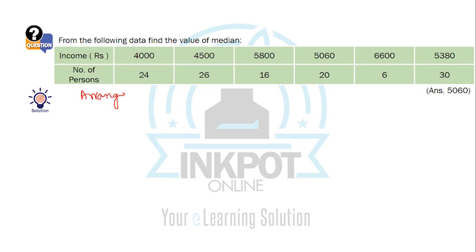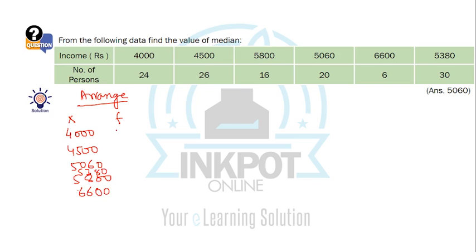Always remember, when it is a positional case, we have to arrange our data. So when we arrange our data, remember the frequency is also given, so correspondingly the frequency will also change. I have 4000, I have 500 here. Now I am going to have 5060 here, then 5800, then we are left with 5380 here, and we have 6600, right? So this is the data.